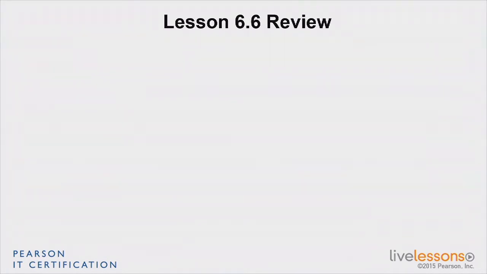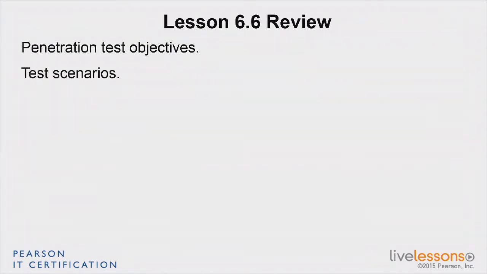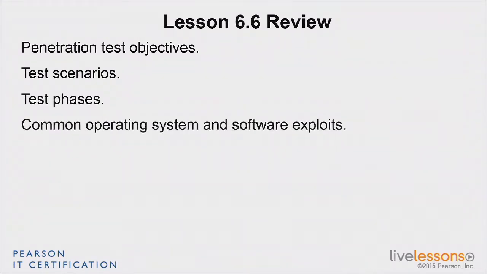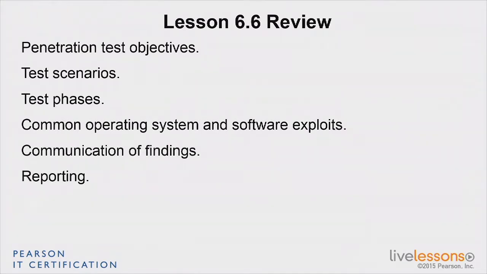So that brings us to the end of Lesson 6.6. In Lesson 6.6, we talked about the objectives of a penetration test. We talked about test scenarios, whether they're going to be internal or external. We talked about all of the test phases. Talked about common operating system exploits, including kernel flaws, buffer overflows, and process injection. Talked about the communication of findings, and lastly, reporting our findings and the expectations of what we should be sharing.